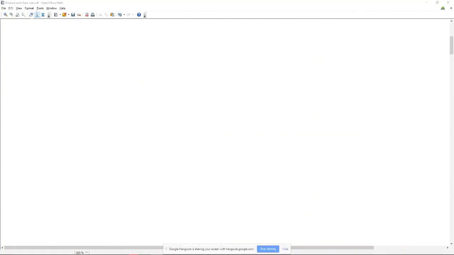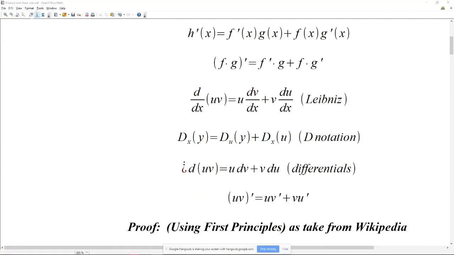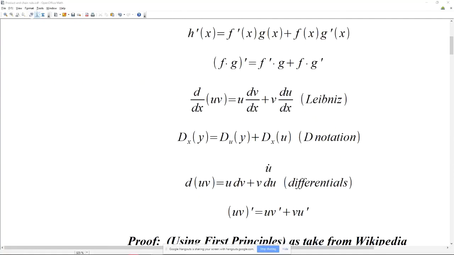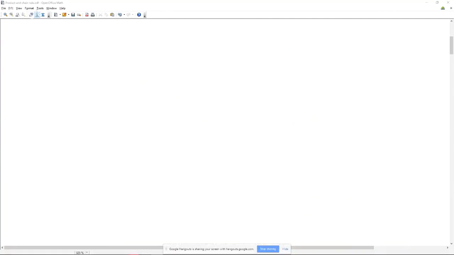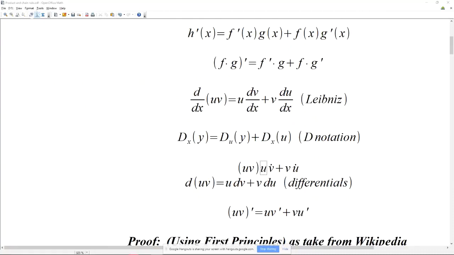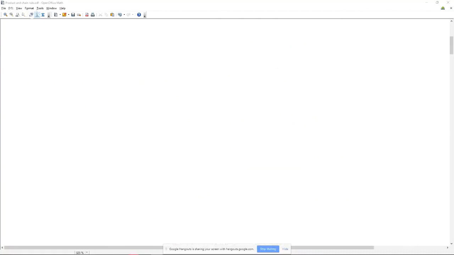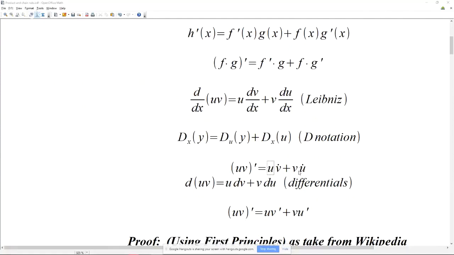So it's called Newton notation. Yes, there you go. And the way it would work would be U dot V plus V dot U. Let's see if I can stick that in there quick. Okay, there we go. See the little dots above there? I'm not sure how to write it out because I never use Newton notation. So we're kind of doing a mixture.